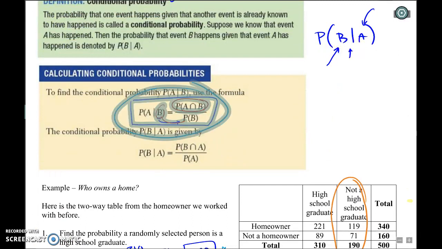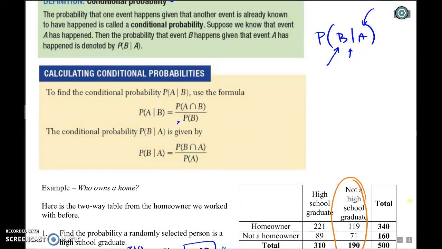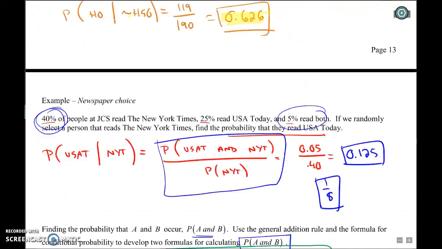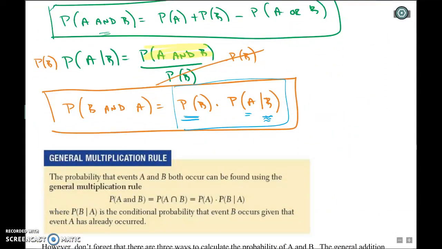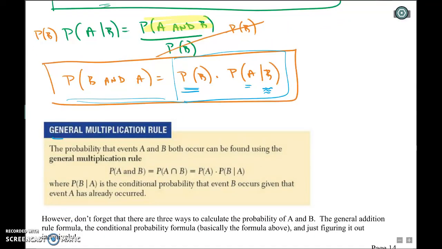And I didn't really even talk about where this formula comes from. I just kind of presented it to you. But if you were to ask me to talk about where this formula comes from, I'd probably start right here because this here makes sense. This is called the multiplication rule. So this is called the general multiplication rule. The probability of two events both occurring can be found using the general multiplication rule. The probability of A and B is simply that. Okay?